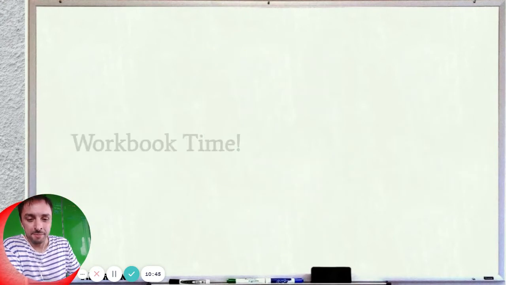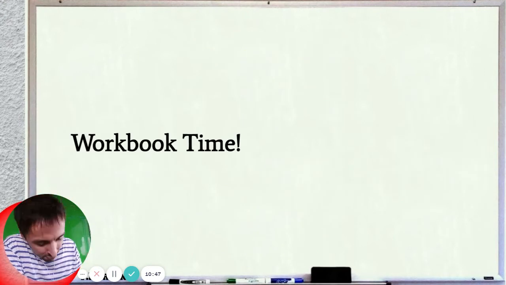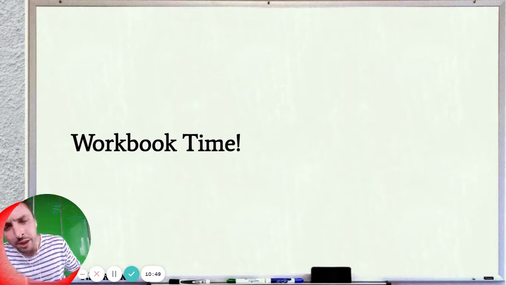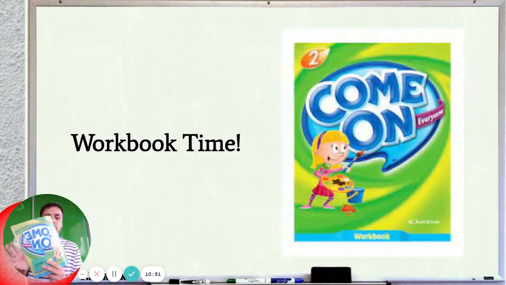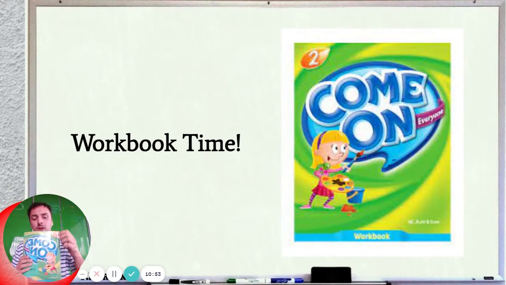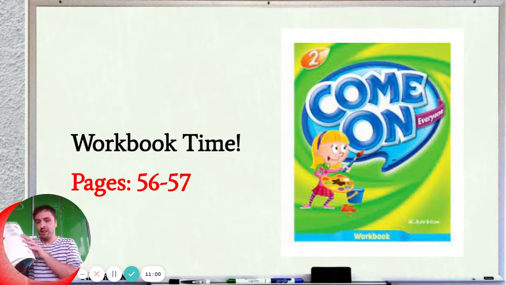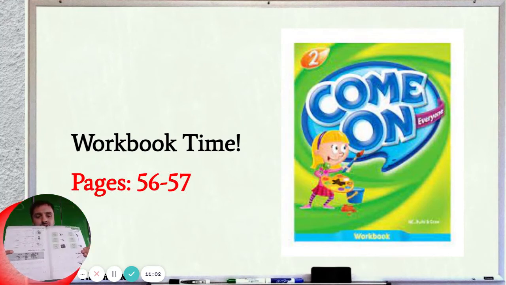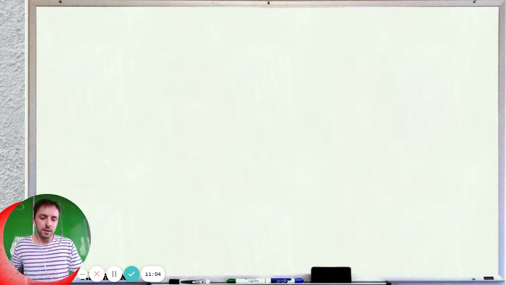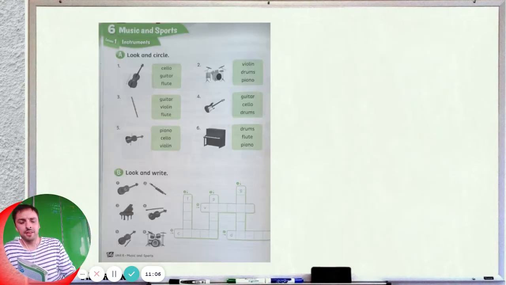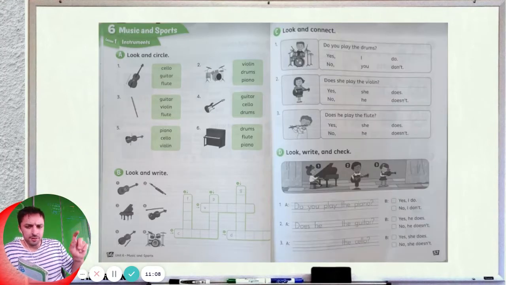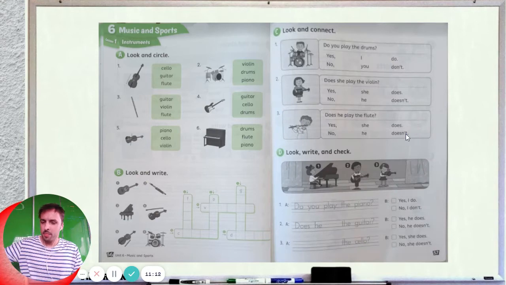Okay, I think that's us gone through everything so far. I think you should be okay with that. It's now workbook time, so can you go and get your workbook? We're going to do pages 56 and 57. Here is 56, and here is 57.